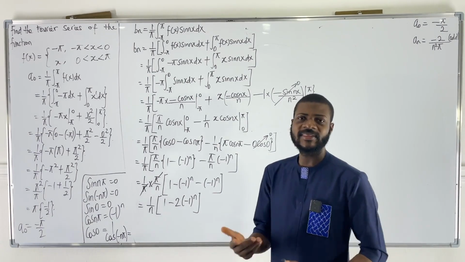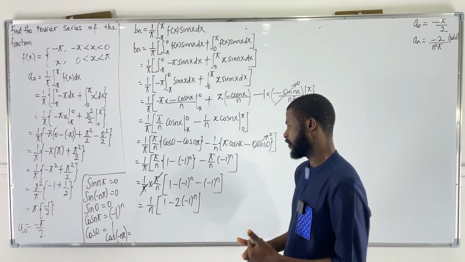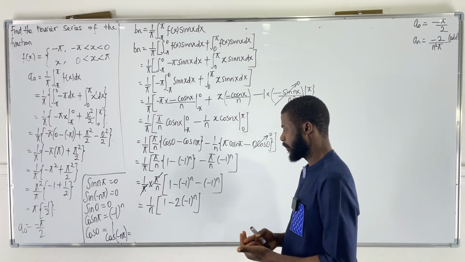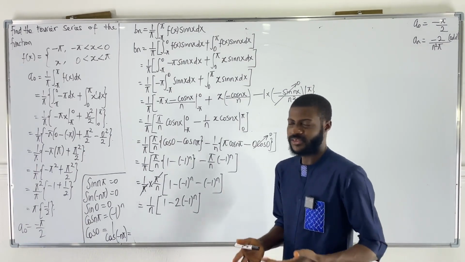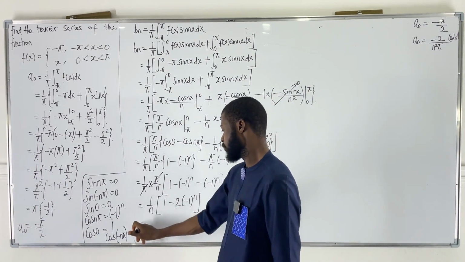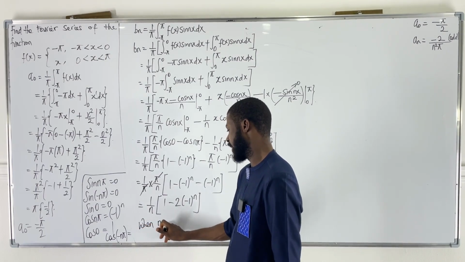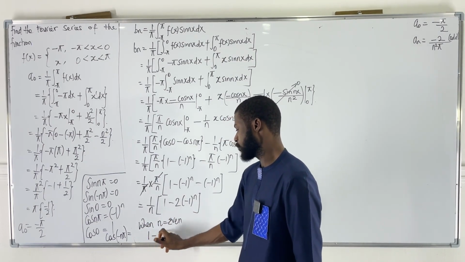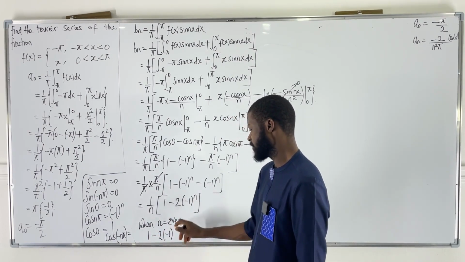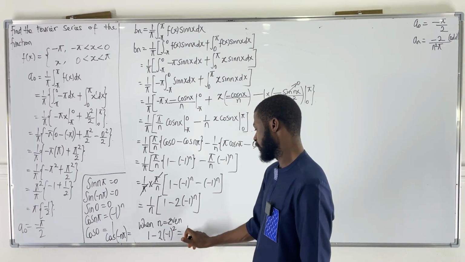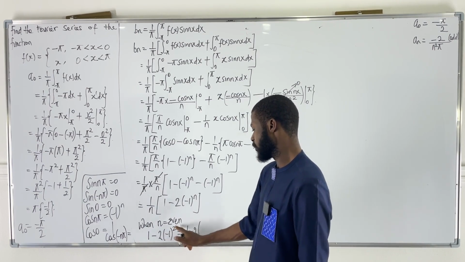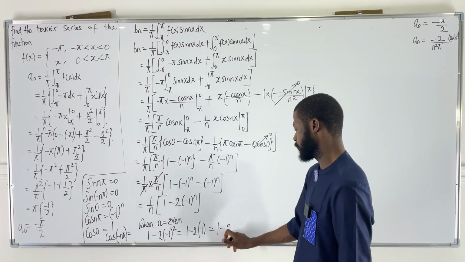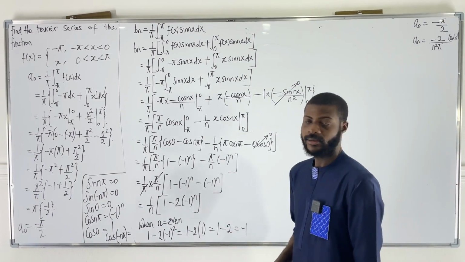I don't really think it is necessary for me to do when it's even and when it's odd. But maybe to make life easy, I should just do it. So when n is even, let's see how this bracket will behave. So we have 1 minus 2 into minus 1. This n here, let's pick squared, for example. This will be 1 minus 2. Now, minus 1 squared is just 1. So this will be 1 minus 2 times 1, which is 2. So this is just minus 1.